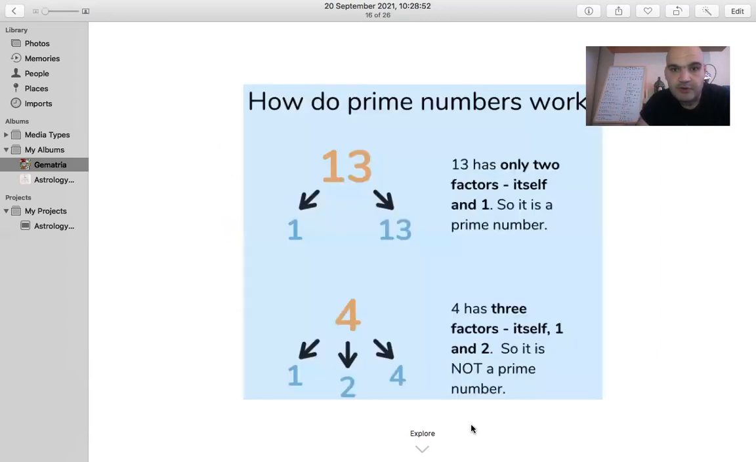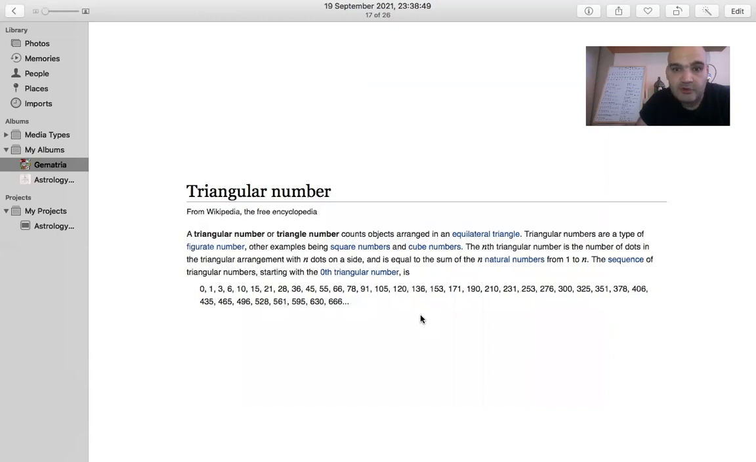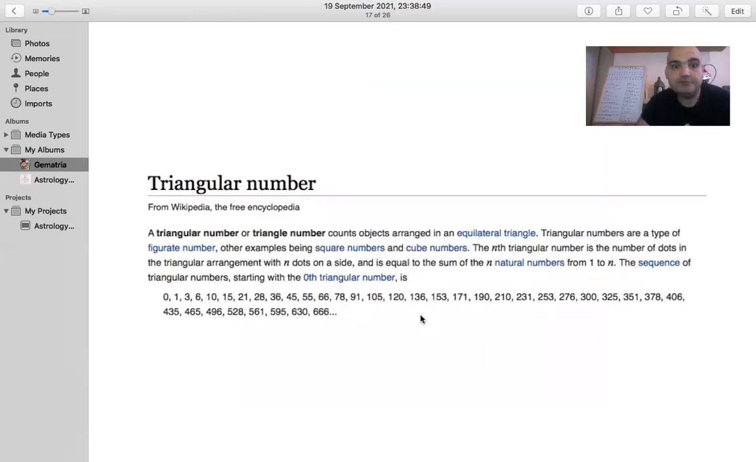So moving on, how do prime numbers work? 13 only has 2 factors, itself and 1, so it is a prime number. Again, this is just going over what I just said. So moving on, triangular numbers.